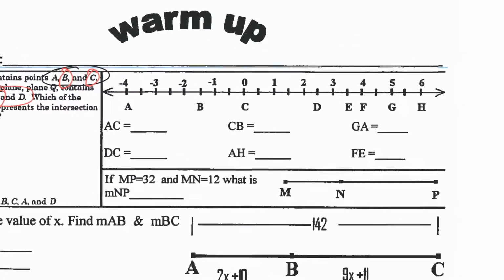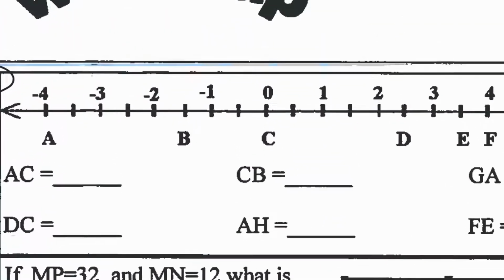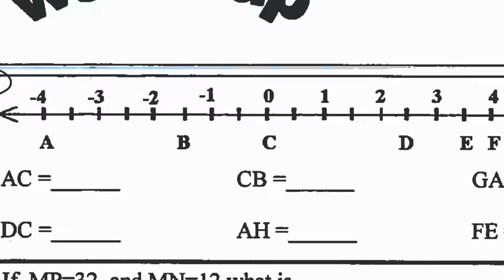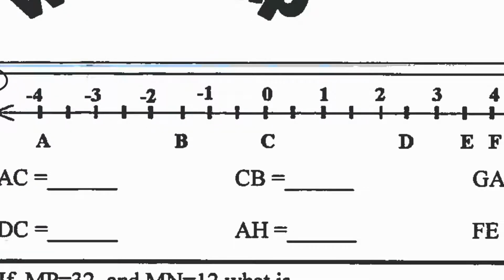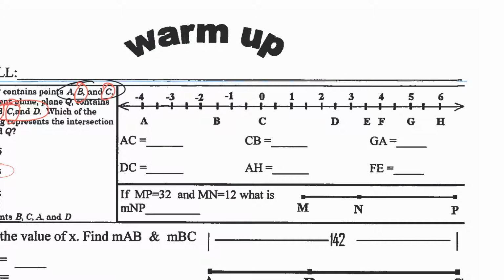Okay, on our number line here, what are we counting by? From here to here is a half unit. So every line represents a half unit. So from here to here is half. So this is 0, then you have half, 1, 1.5, 2, 2.5, 3. So make sure you're paying attention for that here. So how long is AC?